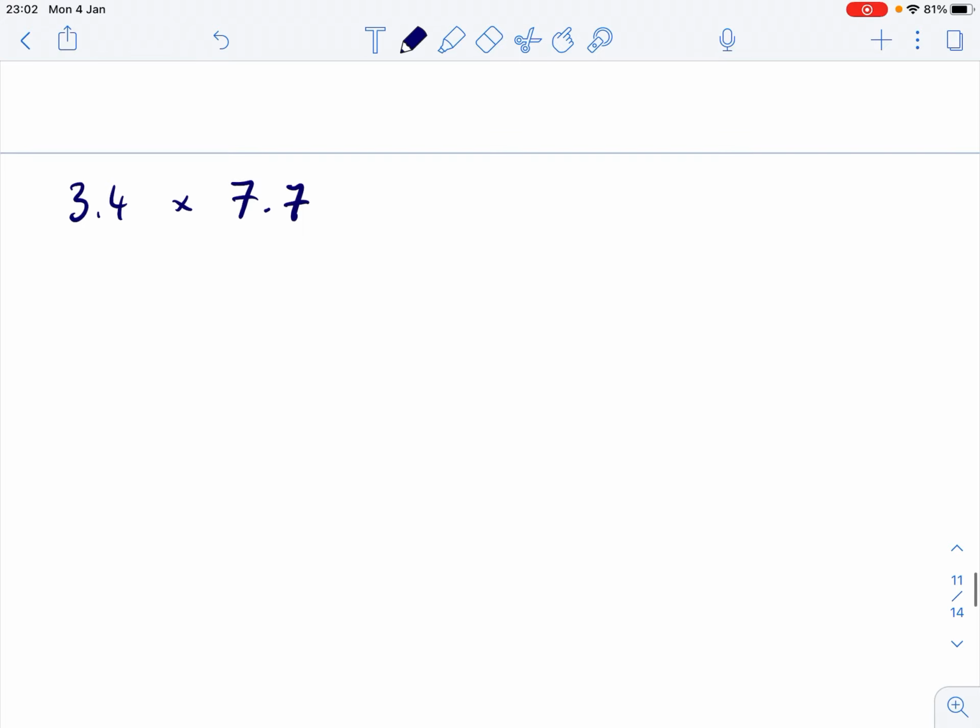I have 3.4 times 7.7. So again, think about this without the decimals there. So 3.4, I'm just going to write as 34 times 77. Okay, so again, 7 times 4 is 28, and I'll carry 2 over, and 7 times 3 is 21, but carry that 2.